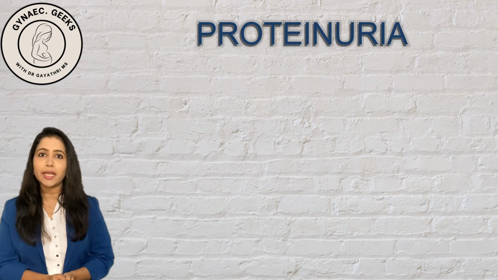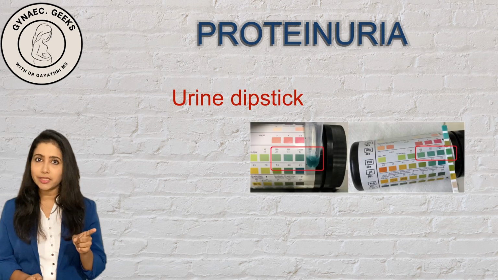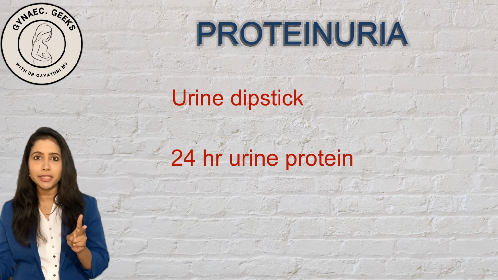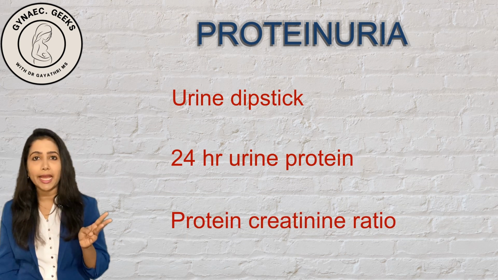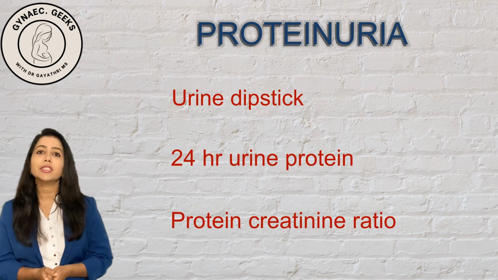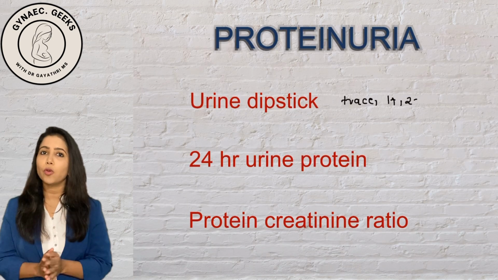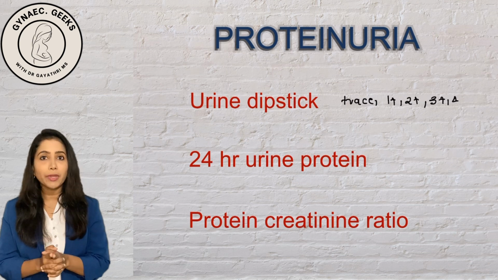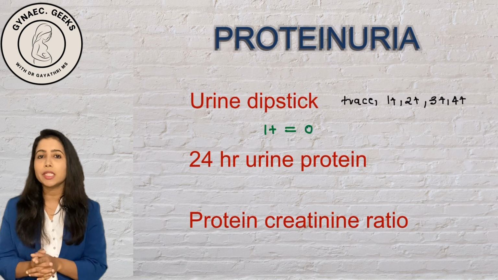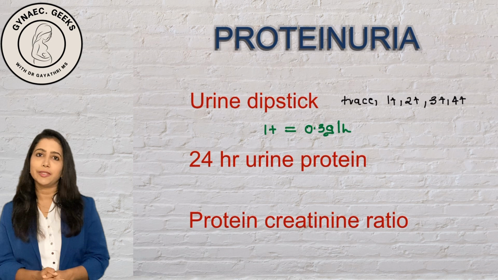So proteinuria can be assessed using 3 tests. These include the urine dipstick test, the 24-hour urine protein, which is actually very cumbersome and difficult, and the newer protein creatinine ratio. In the dipstick test, the result can be trace, 1 plus, 2 plus, 3 plus or 4 plus. So 1 plus is suggestive of proteinuria equal to 0.3 gram per liter, that is 300 milligram per deciliter.